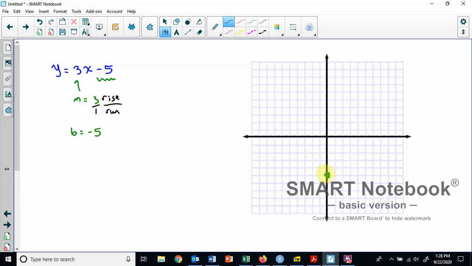So now I can go up 3 because it's positive, so I'll go up 1, 2, 3 over 1. And do you see how fast it is to be able to graph those? A lot faster than having to make a table. So a lot of people really enjoy that method of graphing. Okay?